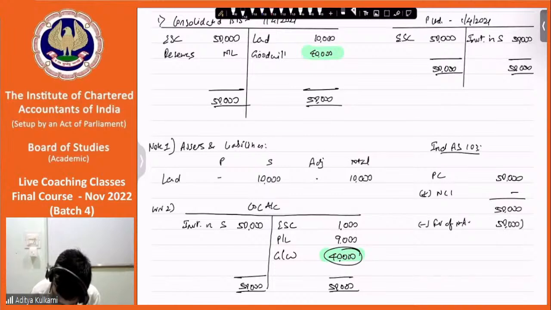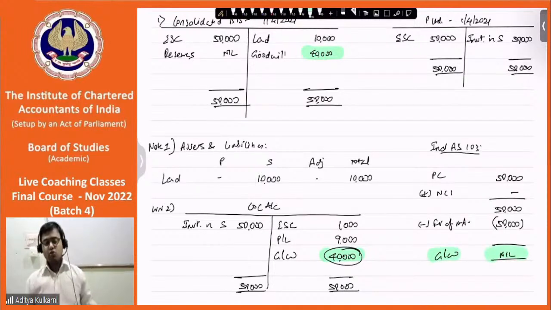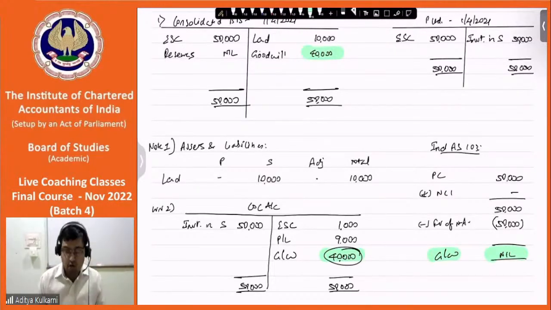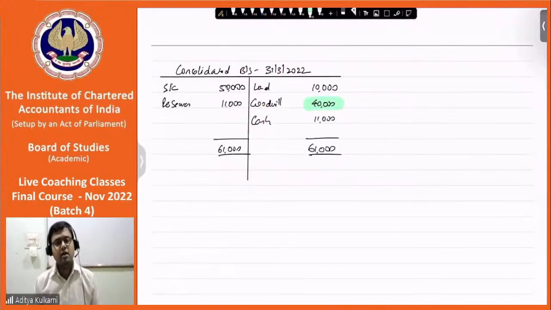Sir, this is 50,000. So if I have to talk about my goodwill as per 103, there should not be any goodwill. Yes or no? But as per Ind AS 110, I am getting a goodwill of 40,000. Whether I prepare it on the date of acquisition or on the date of consolidation, my goodwill is coming in the balance sheet, which is a misstatement. As you have rightly shown.